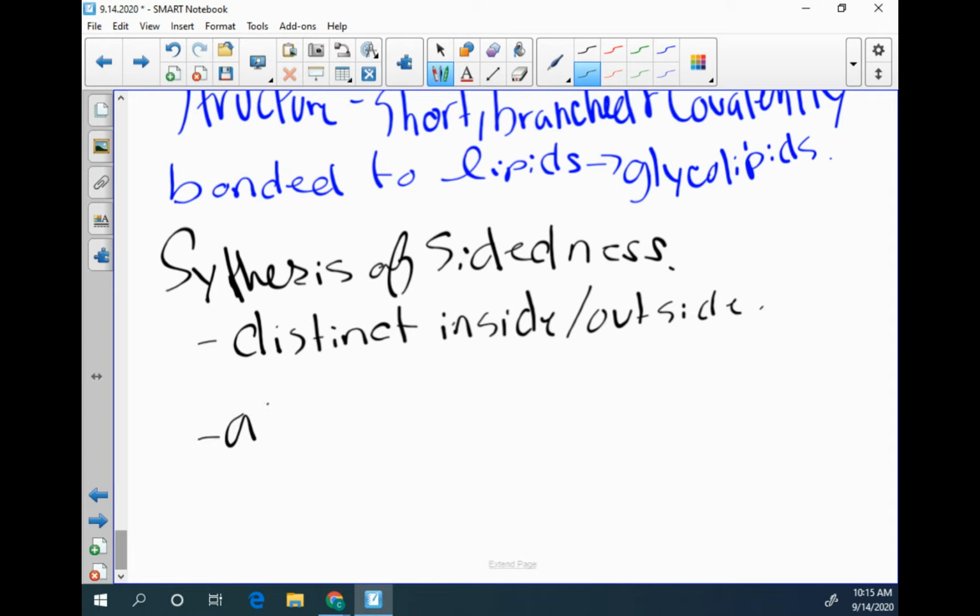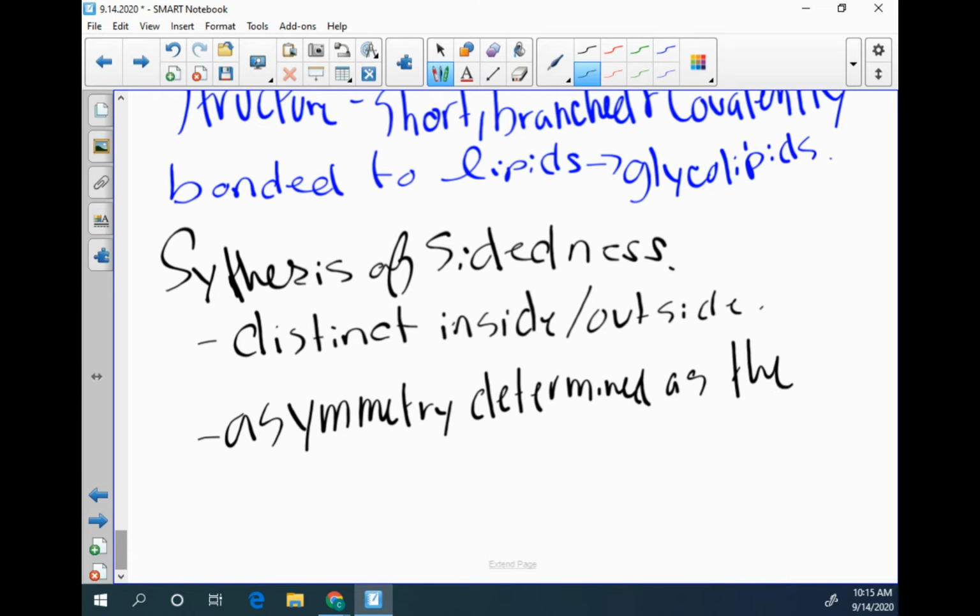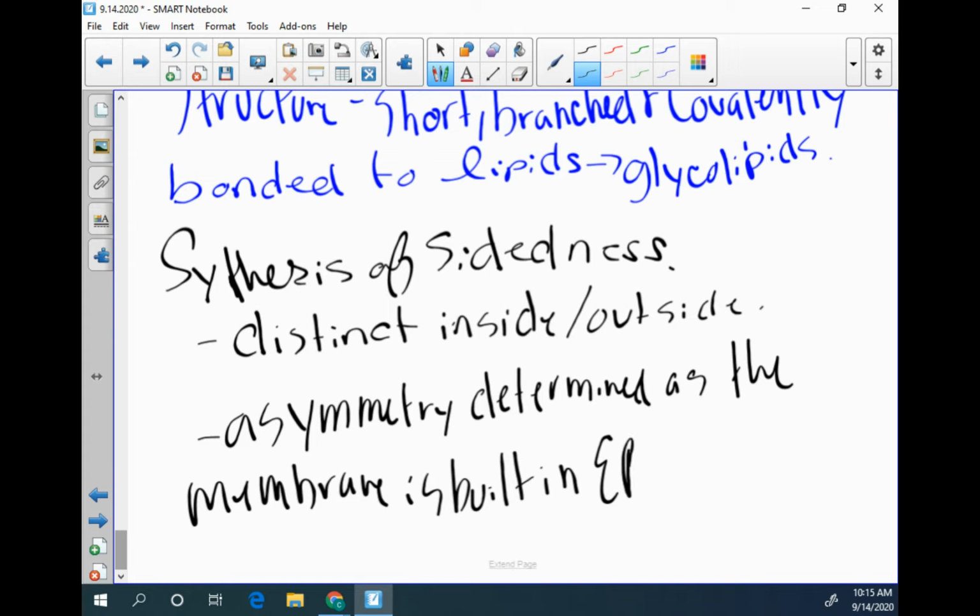And that asymmetry is determined as the membrane is built in the ER and Golgi. So as that Golgi apparatus and endoplasmic reticulum are building our plasma membranes, they determine which part is the inside and which part is the outside.